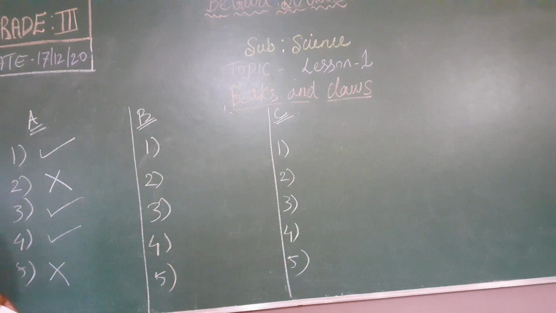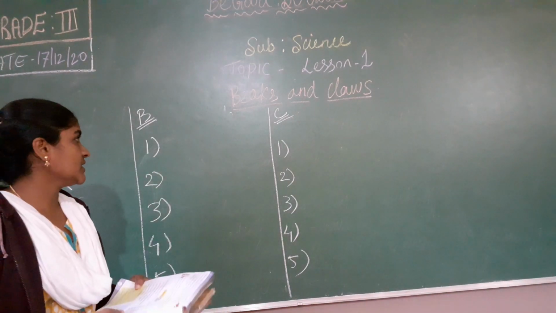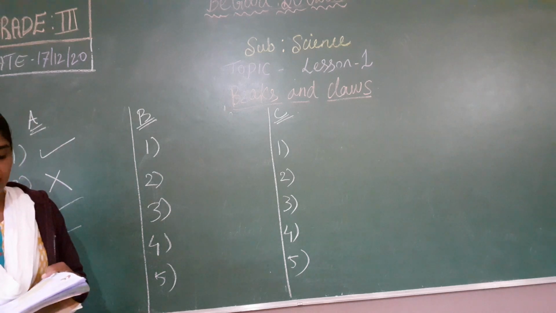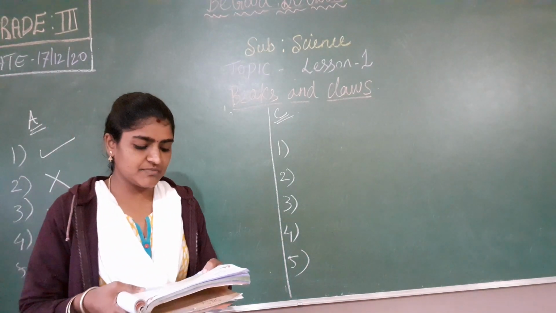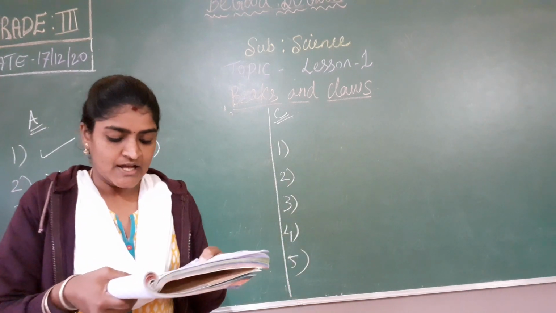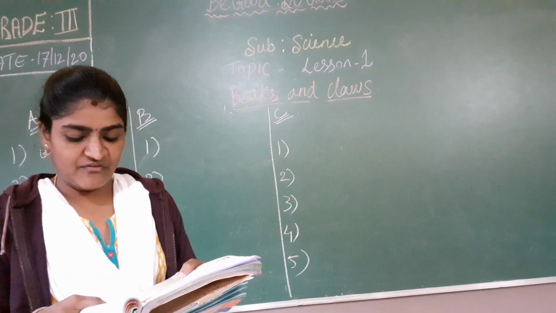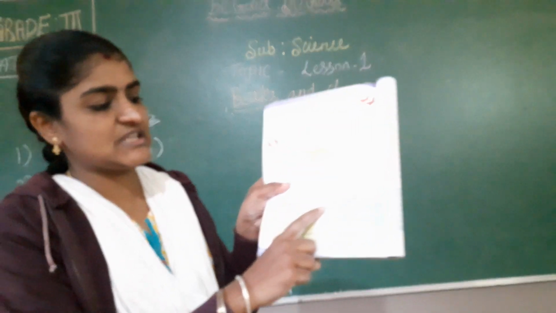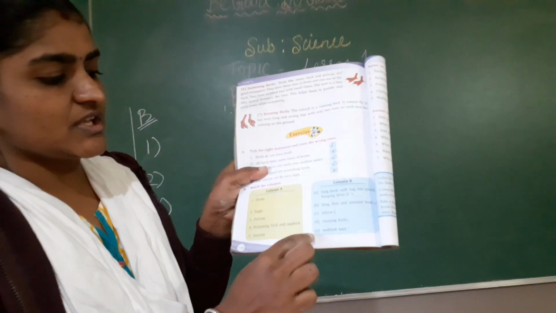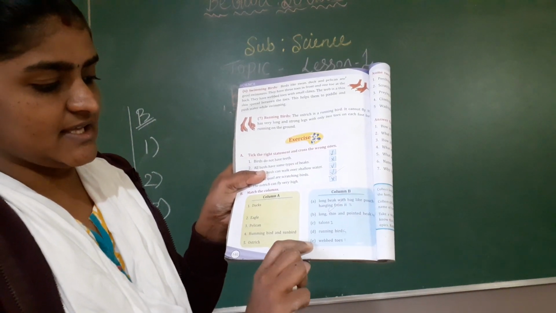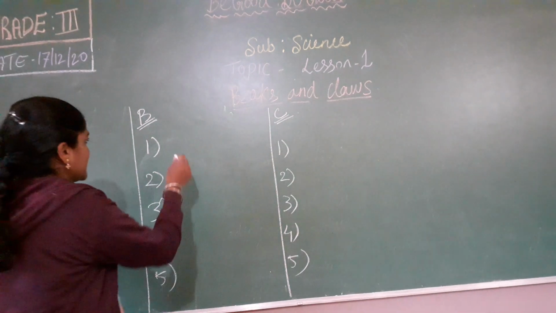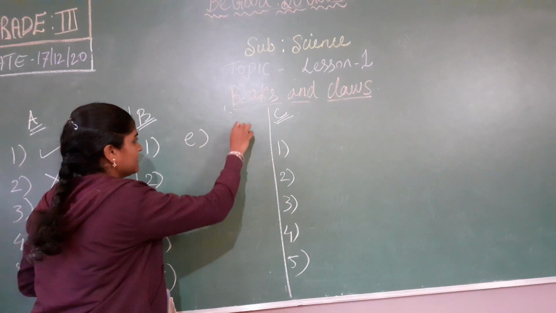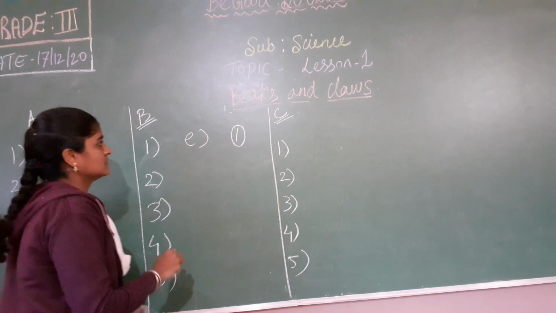Okay. Next, we'll move on to B main. Here you can see match the columns. They have given A column and B column. In the first one, A column, they have given duck. So duck has webbed toes. Here you can see A, B, C, D. So near E, that is webbed toes, you have to put number 1. So next to E, you have to put number 1.